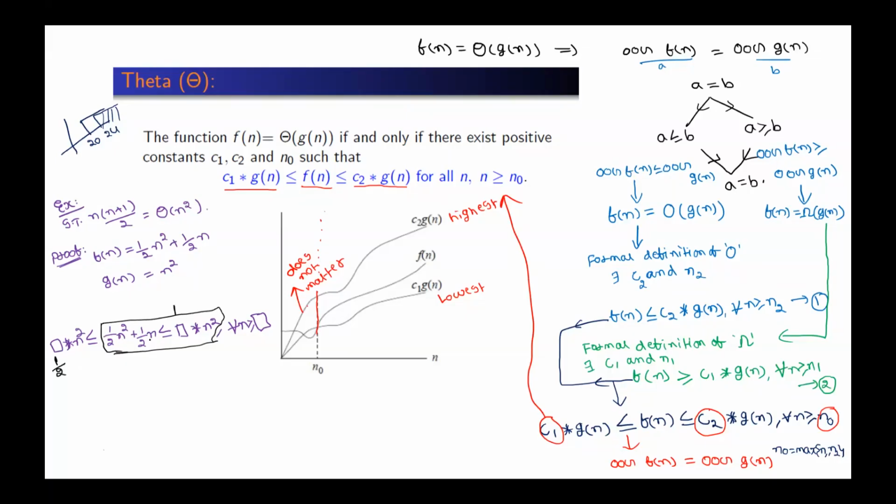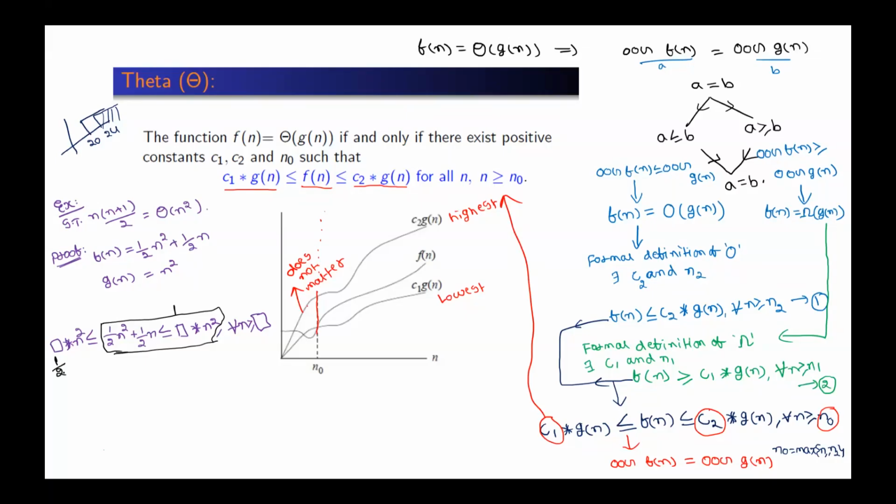Because now look at this part only. Here all terms are positive. It is like big O only. So what is the constant we can take here? Whatever coefficients are there for the n terms, we take the sum of the coefficients, the absolute value sum. 1 by 2 plus 1 by 2, 1 we take. Automatically this condition is satisfied or not? That's what we discussed for big O.